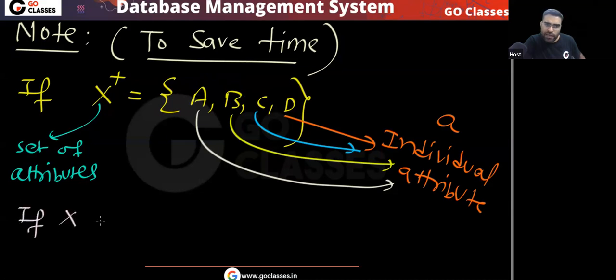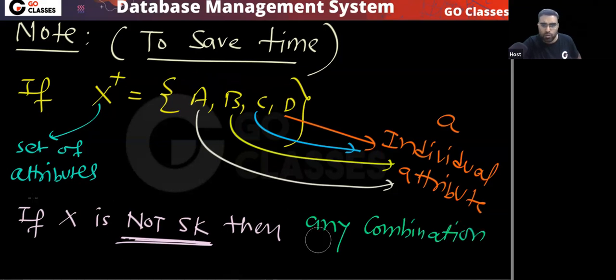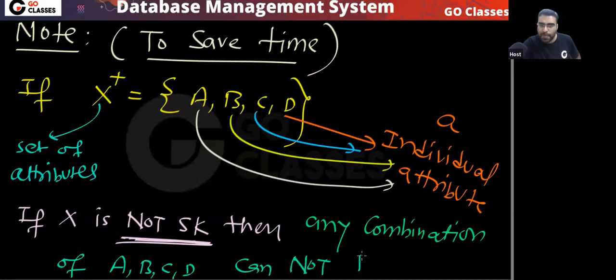The note is this. If you know that X is not a super key, then any combination of these attributes cannot be a super key, right? Yes or no? Is this clear? Please tell me, did you understand? Any combination of these cannot be a super key. Understood? Let me know. This can save you some time.